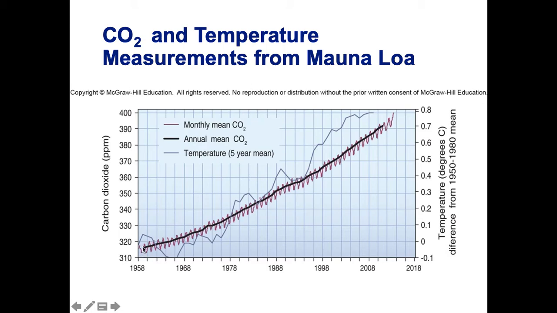The second thing you should notice is this up-down pattern. Every year, carbon dioxide goes up in the winter through spring of the Northern Hemisphere. And in the summer and fall, it goes down again. So it's this seasonal pattern of up, down, up, down. I'd like you to take a second and think about why you think that seasonal pattern might occur. And if you need to think for a little bit longer, you can pause the video.